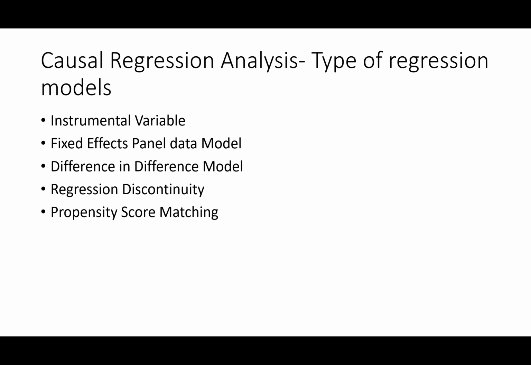The causal regression analysis is also a type of regression model. This is not an exhaustive list again, but these are the main and mostly used causal regression analyses. It's instrumental variable, fixed effects panel data model. It also has lagged effect model. I'm going to show you in other videos on my channel how to do it in Stata. Difference in difference model, regression discontinuity, propensity score matching.